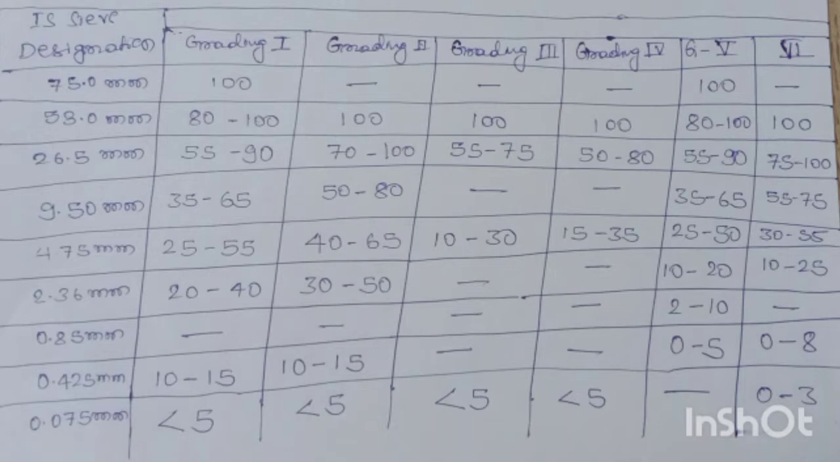0.85 mm sieve designation: gradings 1, 2, 3, 4 nil, grading 5 2 to 10%, grading 6 also nil. 0.425 mm sieve designation: grading 1 10 to 15%, grading 2 10 to 15%, grading 3 nil, grading 4 nil, grading 5 0 to 5%, grading 6 0 to 8%. 0.075 mm IS sieve designation: grading 1 less than 5%, grading 2 less than 5%, grading 3 less than 5%, grading 4 less than 5%, grading 5 nil, grading 6 0 to 3%.